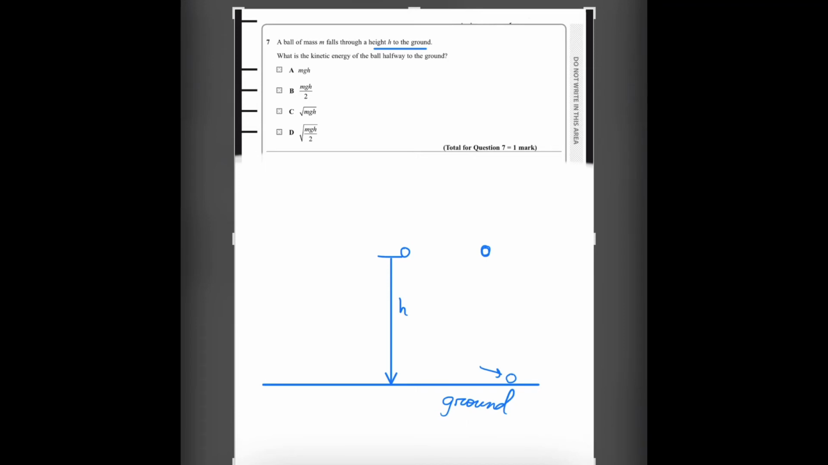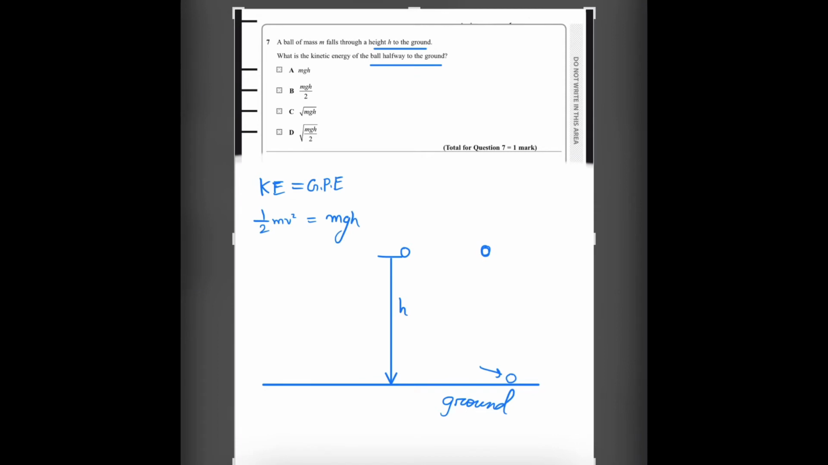So the question says, what is the kinetic energy of the ball halfway to the ground? So halfway to the ground is when it is halfway, and half of the gravitational potential energy would be transferred to kinetic energy. So kinetic energy is basically equal to the gravitational potential energy. So kinetic energy, half mv squared, would be equal to mgh when it has reached the ground.